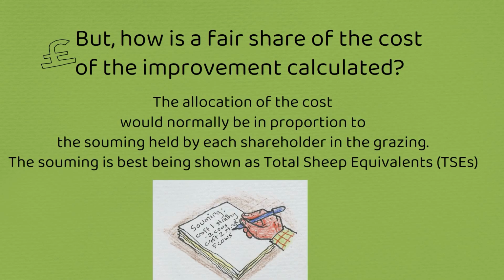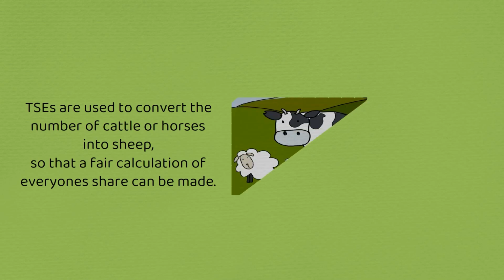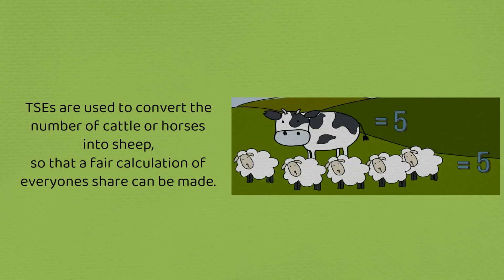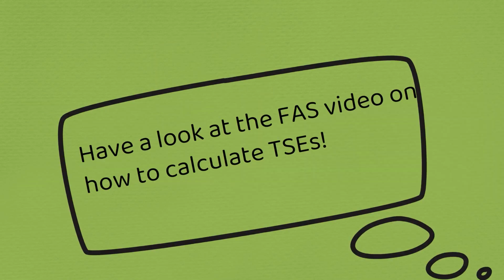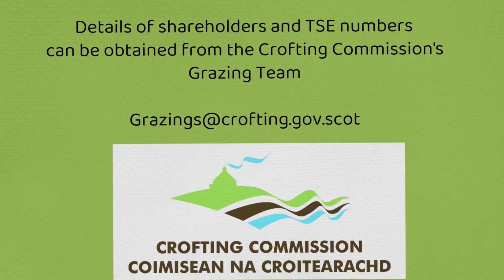The allocation of the cost would normally be in proportion to the summing held by each shareholder in the grazing. The summing is best being shown as total sheep equivalents, or TSEs. TSEs are used to convert the number of cattle or horses into sheep, so that a fair calculation of everyone's share can be made. Have a look at the FAS video on how to calculate TSEs. Details of shareholders and TSE numbers can be obtained from the Crofting Commission's Grazing team.